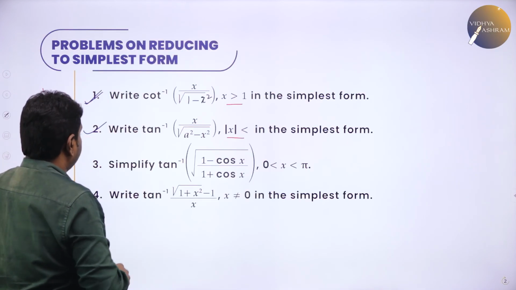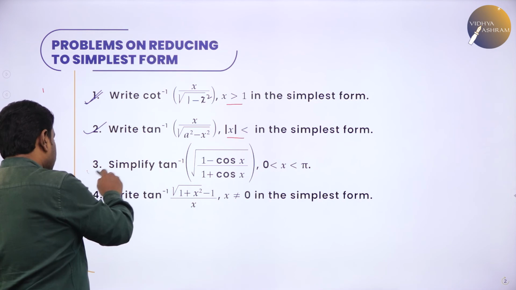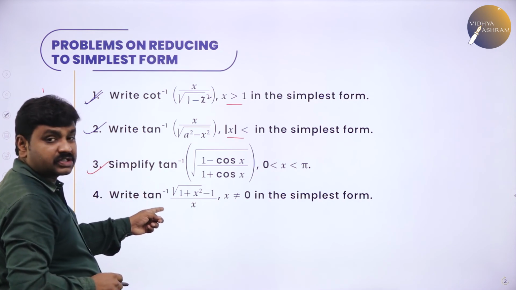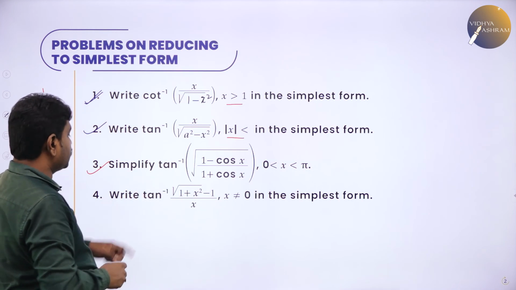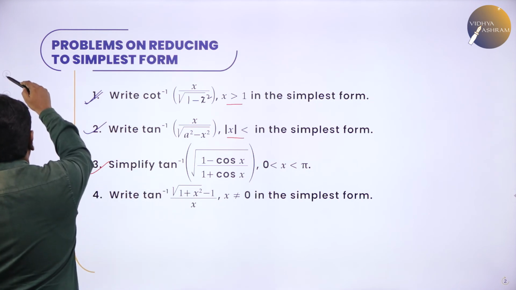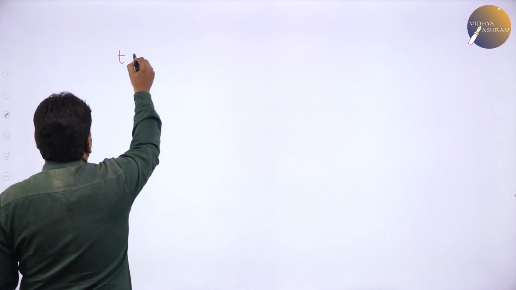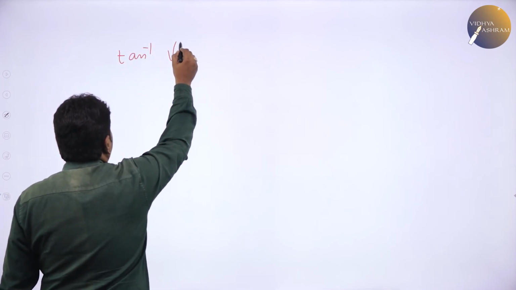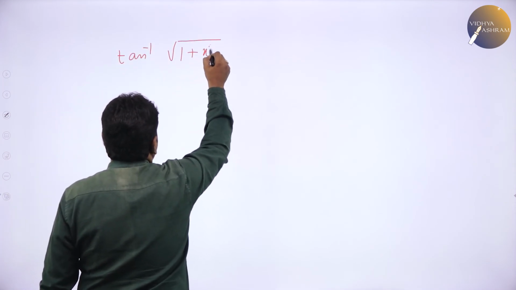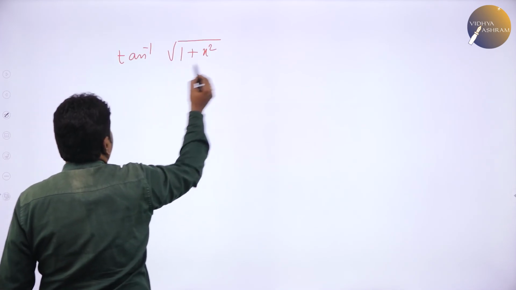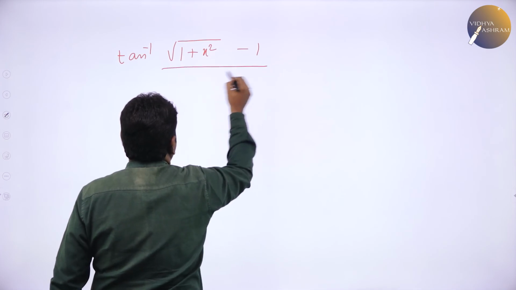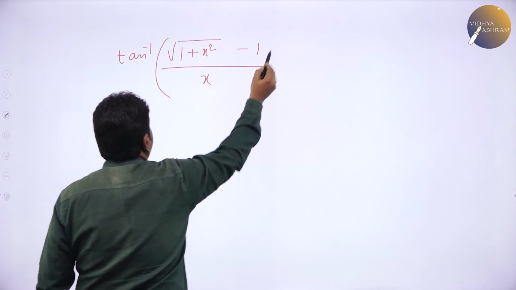Now we have done with the second one. Now we will go to the third one. Third one also we have done. Fourth one: tan inverse of root of 1 plus x square minus 1, the minus 1 outside the root, by x. They want you to write it in simplest form.